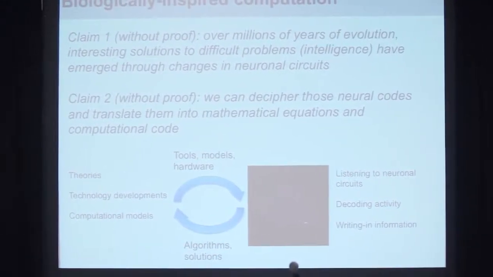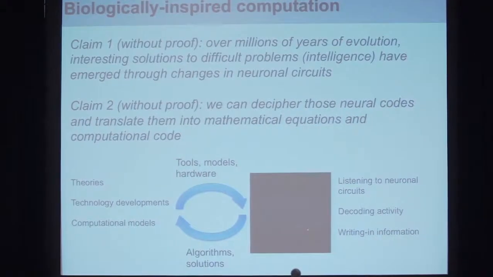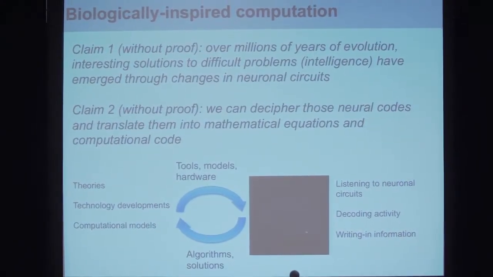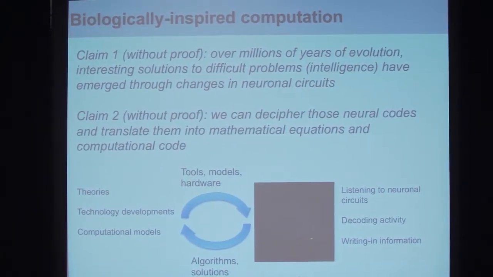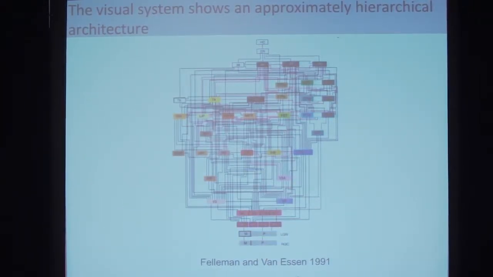At the heart of the main message that I'd like to convey today are 2 main claims. The first is perhaps pretty obvious: over the course of many millions of years of evolution, our brains have produced circuits that do interesting things that we refer to as intelligence. And the second, perhaps more controversial, is that by studying and elucidating those neural circuits and biological codes, we can translate those biological insights into mathematics and computational algorithms to give rise to the next generation of intelligent machines. And I'd like to give a couple of examples on that.